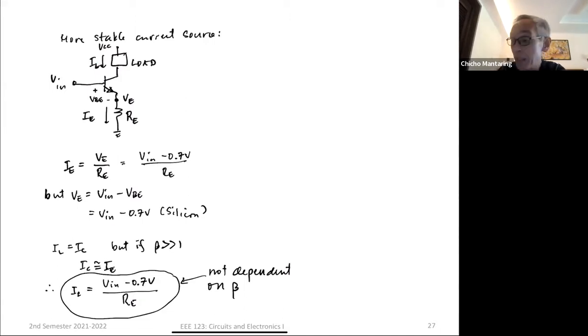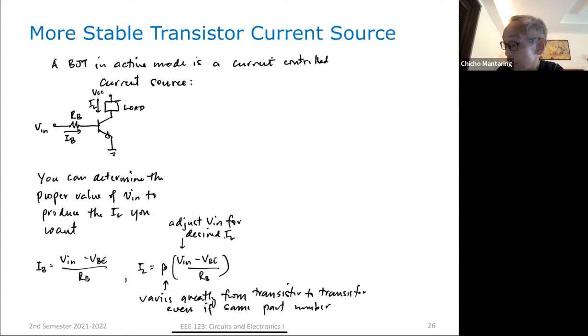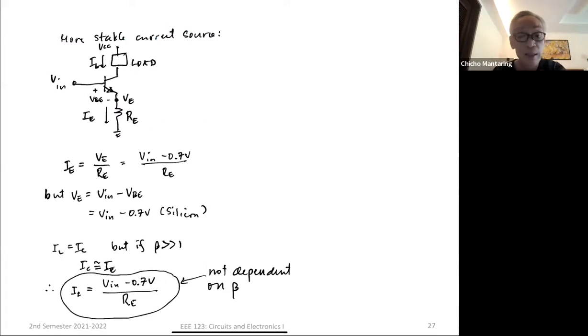Also, we cannot avoid VBE, because even in this case, we still have a VBE here. So our load will always be dependent on VBE. So this is a better current source.